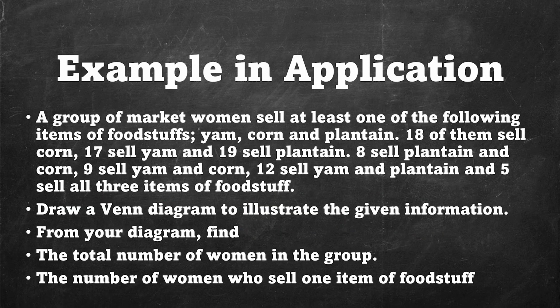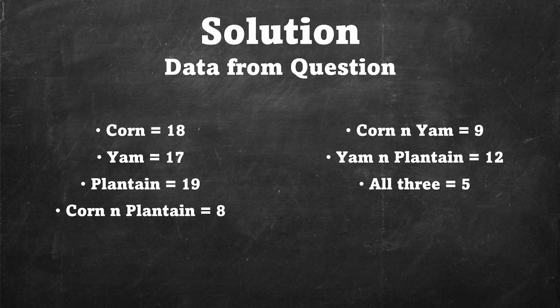Now, let's apply this to our market women. We are told that 18 sell corn, 17 sell yam, and 19 sell plantain. 8 sell both corn and plantain. 9 sell both corn and yam. 12 sell both yam and plantain. And 5 sell all three items.